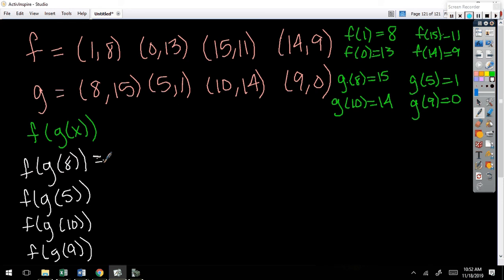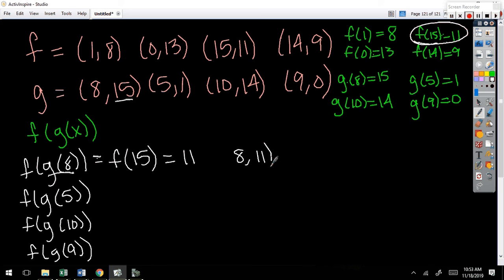All right, so here we go. What is g of 8? Remember, inside out. It's 15. What is f of 15? Wait, but you plug that into the 2x plus 1, you get 17. No, I have different f and g's. This is a whole different example. We're not using equations. No, f of 15 is 11. So what are the coordinates of that point? 8, 11.